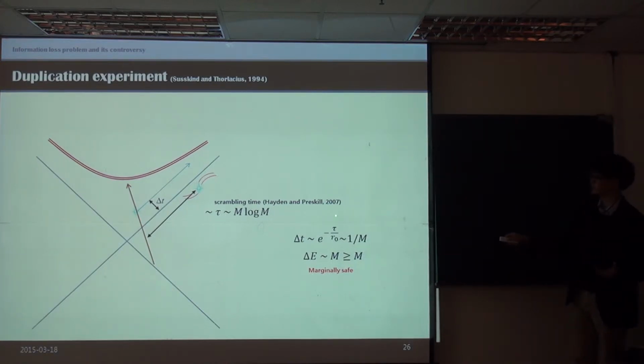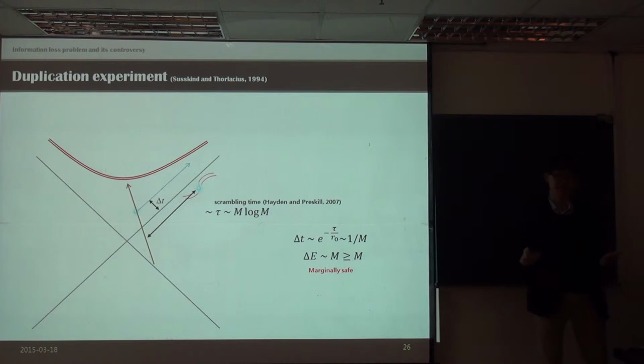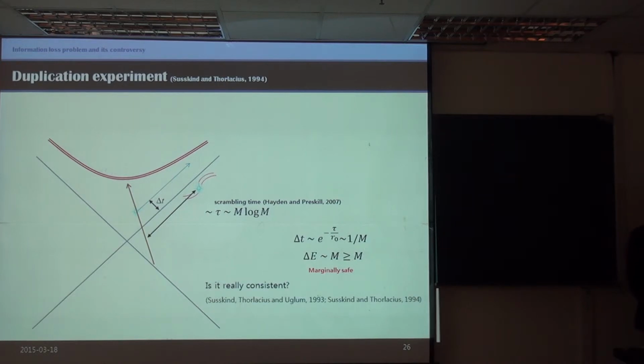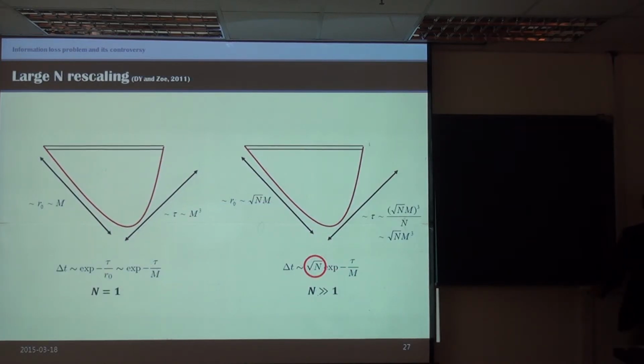So even though Hayden Preskill's time scale is true, black hole complementarity seems to be marginally safe. That was the conclusion up to 2007. But this is a very quick summary of my paper.